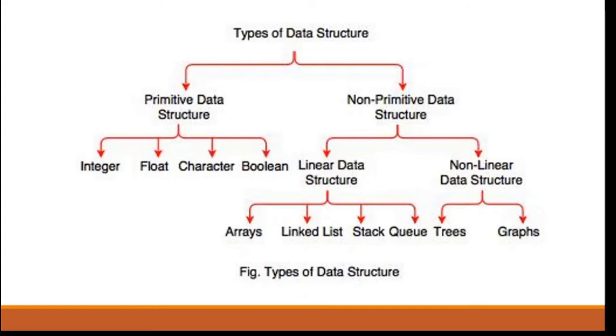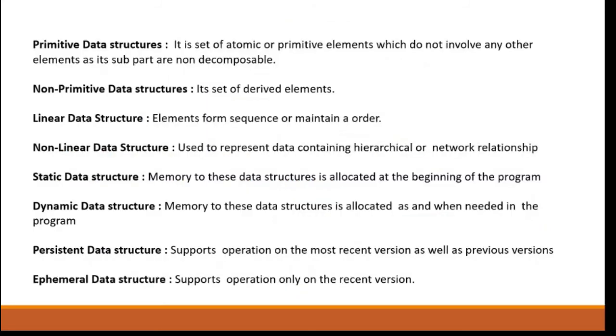In primitive data structures, we have integers, floats, characters, and booleans. While in non-primitive data structure, the data structure is further divided into linear and non-linear. In linear data structure, we have arrays, linked list, stack, and queues, while in non-linear, we have trees and graphs. Let's see what are primitive, non-primitive, linear, non-linear data structures.